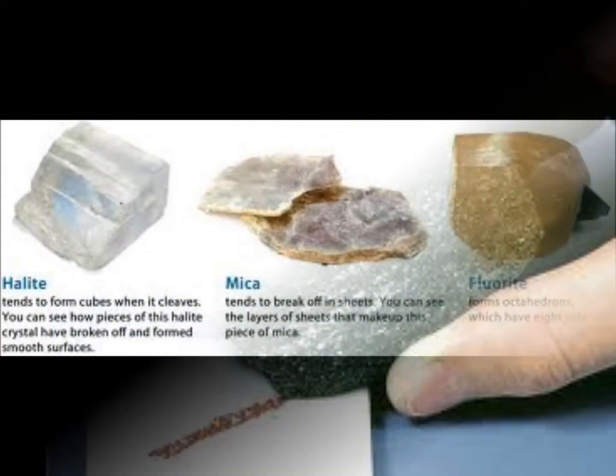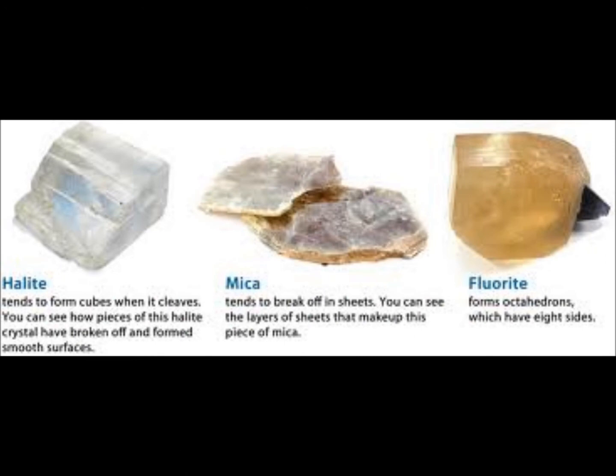Next, we can identify some minerals by how they break apart, which is known as cleavage, or how they cleave. Some minerals, like mica, flake off in paper-thin sheets, and some, like halite, form perfect little cubes. There are other types of cleavage as well.